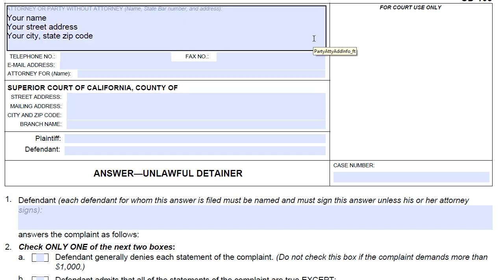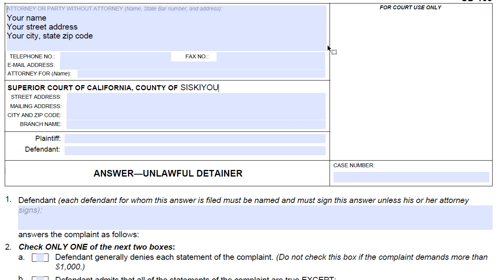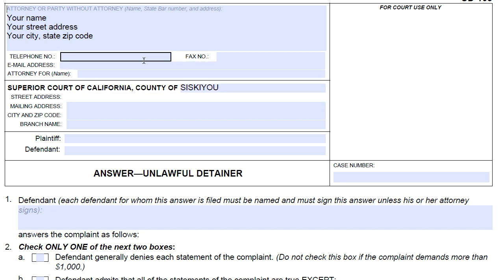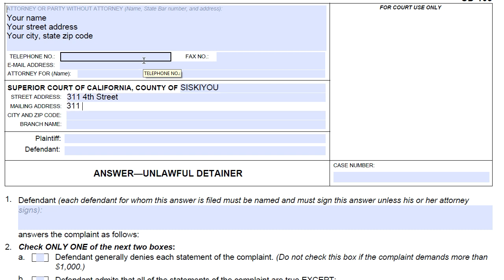Moving down, you'll type in County of Siskiyou, unless you are filing this in a different county, and if that's the case, type in the county where you will be filing this. You will also need to find the address for the court in that county. However, if you are filing in Siskiyou County, the address is 3114 4th Street. The mailing address is 311 4th Street, room 206.